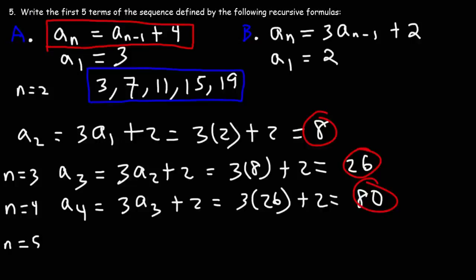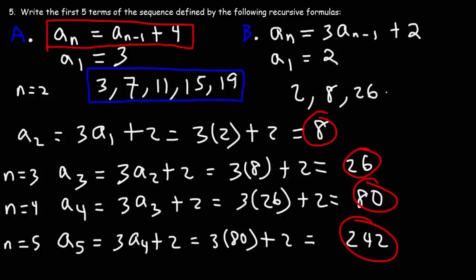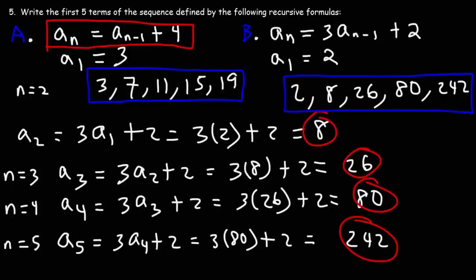Now let's focus on the fifth term. So a sub 5 is going to be 3 times a sub 4 plus 2. So that's 3 times 80 plus 2. 3 times 8 is 24, so 3 times 80 is 240 plus 2, that's going to be 242. So the first 5 terms are 2, 8, 26, 80, and 242. So this is neither an arithmetic sequence nor is it a geometric sequence.